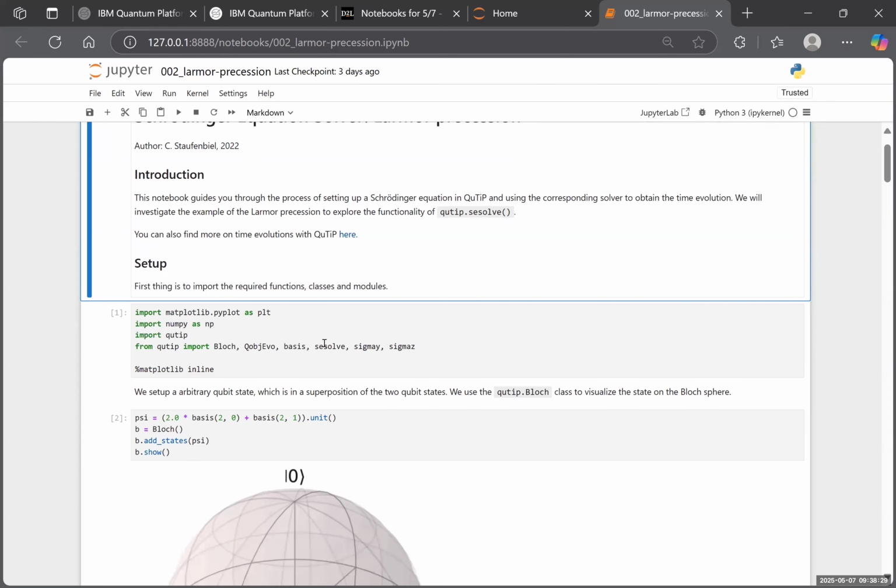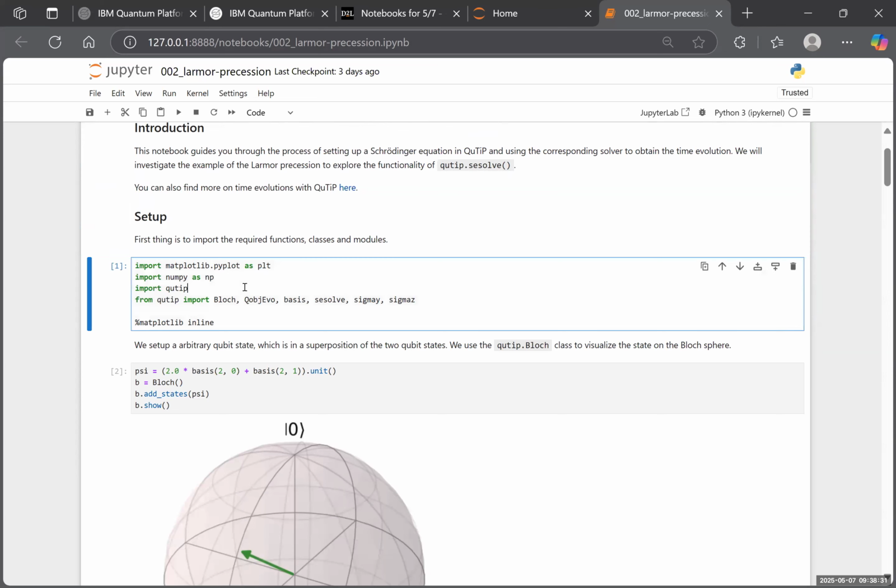So you import plot, you import NumPy, you import QuTiP, and from QuTiP you also import Bloch sphere, Qobj, quantum object, evolution, basis, SE solve, sigma y, sigma z, maybe also sigma x.